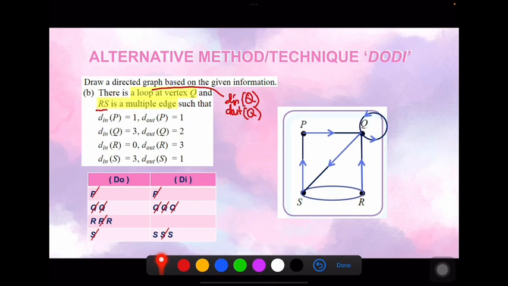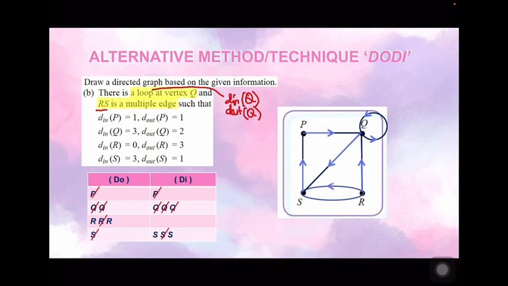Okay, now we have 4 more letters, which is R. Okay, now we have 4 more letters left: R, R, D out, and S, S, D in. So, we are going to complete the arrow at the multiple edge.